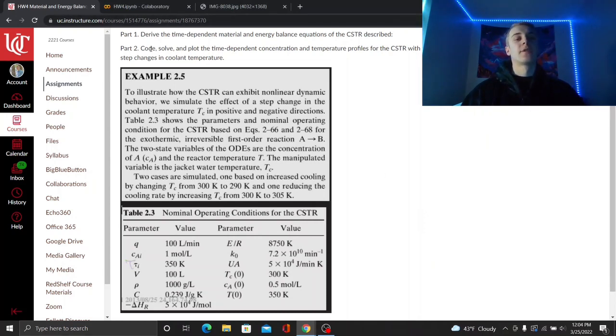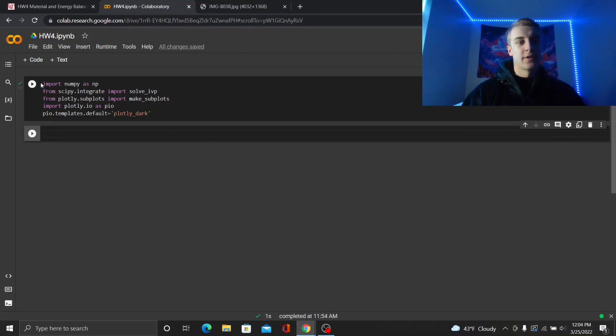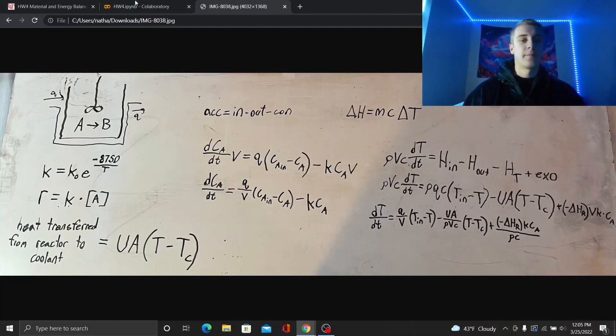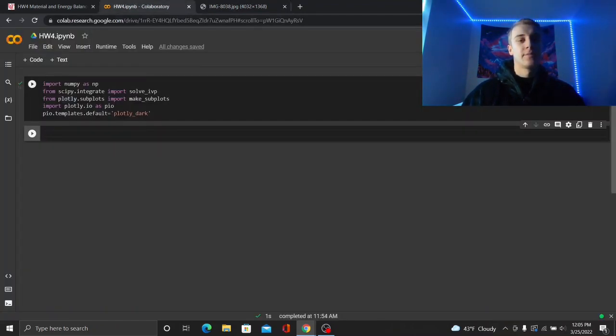So now we are going to do the Python coding part of this problem. To start off, I have already entered in a few imports that we need for this problem, including numpy as np, the solve IVP function from SciPy integrate, and we need that in order to solve our differential equations that we found in part 1. And then we also need plotly in order to plot our solutions. I also just made the plotly plot dark, just because it looks better that way.